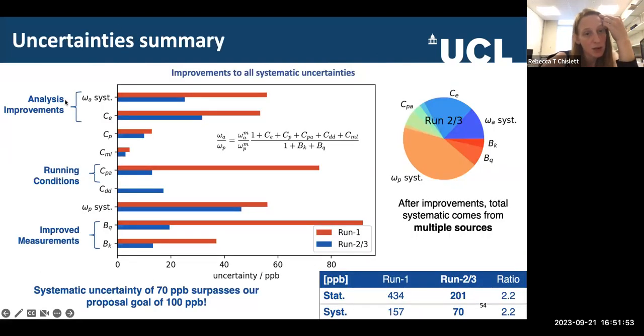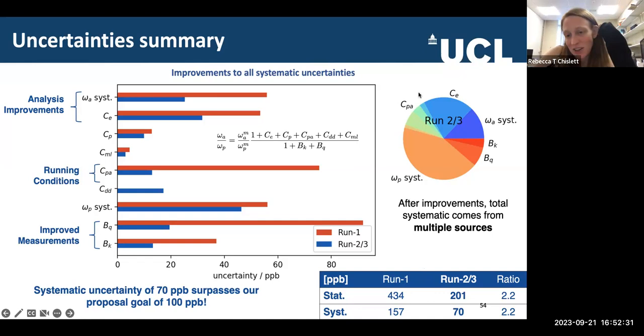So here is just a summary of the uncertainties. So the red bars are the uncertainties we had in run 1, and the blue is the uncertainties in the measurement for run 2 and 3. And you can see that in all cases, the errors were reduced. And actually, the goal that we had for systematic uncertainty was 100 parts per billion, and we have achieved a systematic uncertainty of 70 parts per billion. So that's actually better than what we aim to do, which is good news.